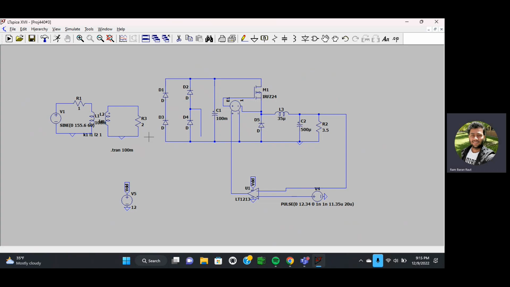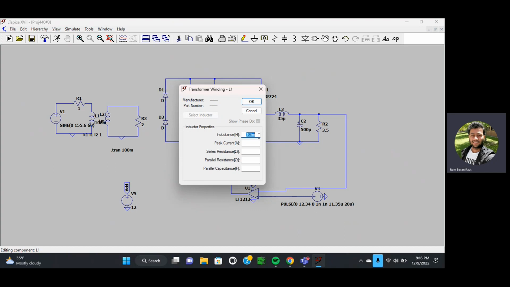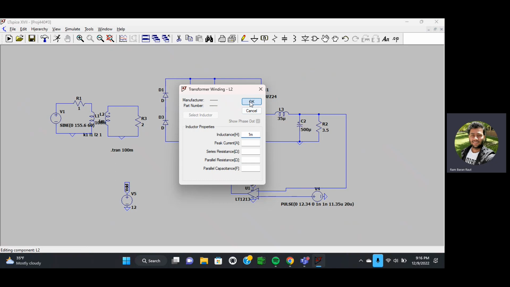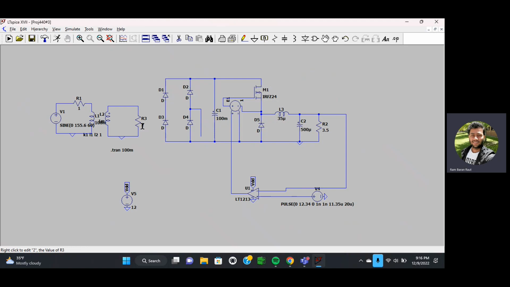So let me find the ratio. To get 15 volt from 155.6, the turn ratio is almost 10.4 in primary to 1 in secondary. And the relation between inductance and turn ratio is that inductance is directly proportional to the square of the number of turns. So just by squaring that ratio, we get 107.6 to 1. So here I have an inductance of 108 millihenry, and this one is just 1 millihenry, and I assume a load resistance of 2 ohm.